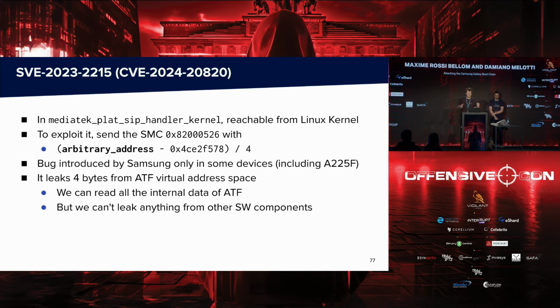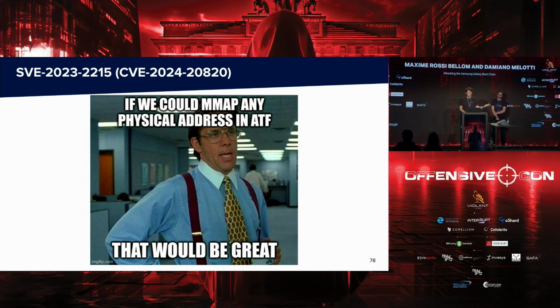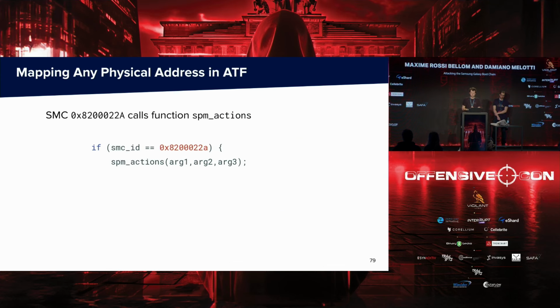ATF. If we think about the interesting secrets that we may want to leak, they are usually associated with the trusted applications. So it could be nice if we could also load the trusted applications somehow and access their memory. And well, it turns out that there is a way to do that.